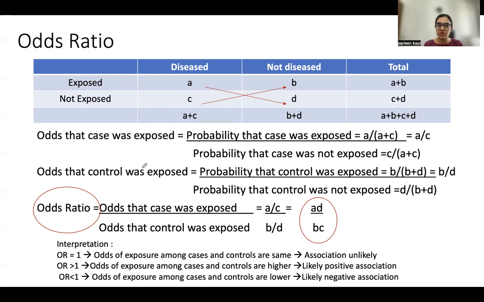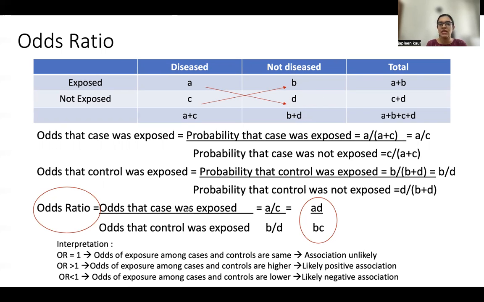Odds that the control was exposed, right? Not exposed, still got the disease. Not the control that is not diseased, was exposed or not. And odds over the probability that the control was not exposed is D over B plus D.